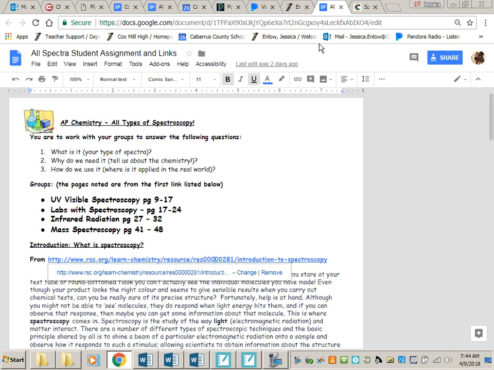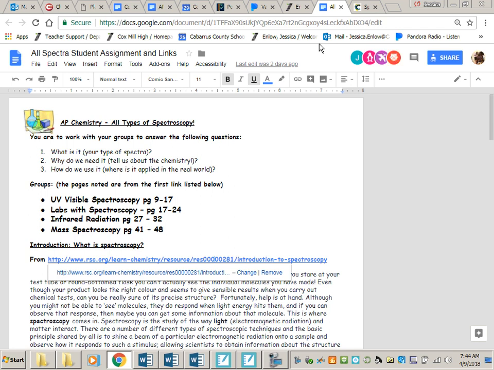IR spectroscopy, what do you think that one's referencing? Infrared. So is that longer or shorter waves than UV? Longer. So greater or lesser energy? Lesser energy. Okay. And then who's ever heard of microwaves? Right. Where's that out on the spectrum? Is it high energy or low energy? Lower energy than gamma, for example.